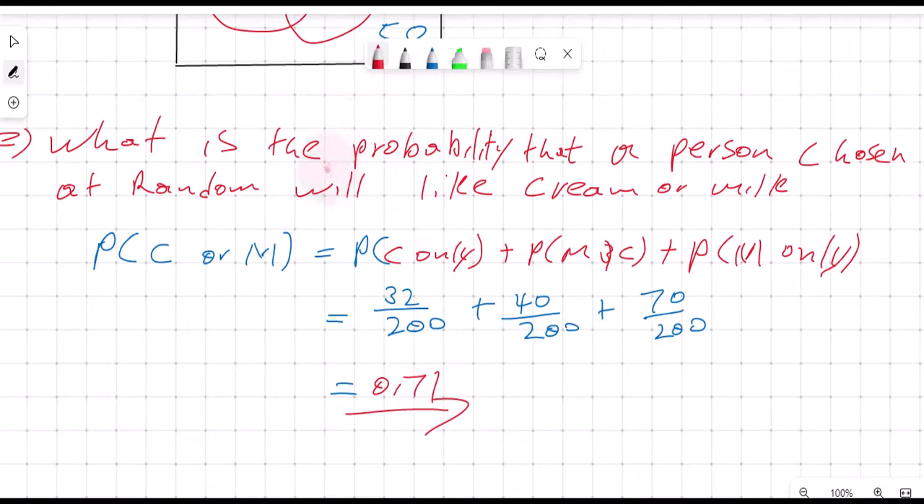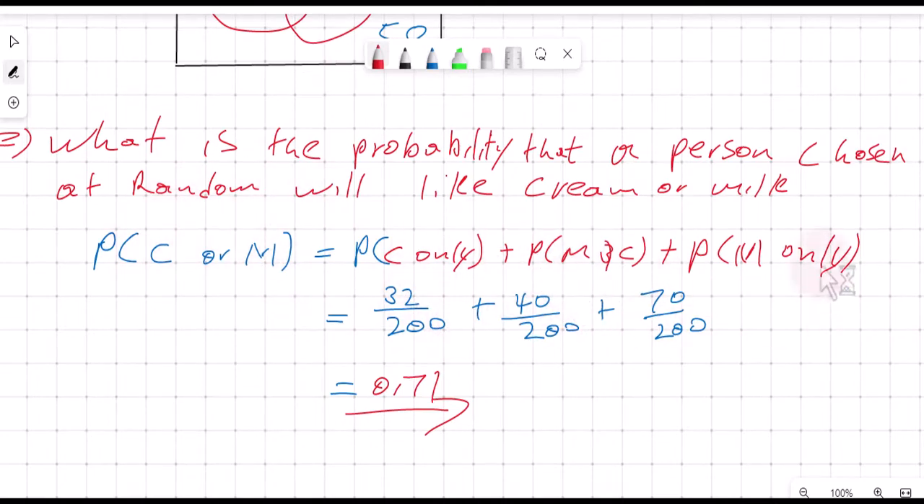So if you get this statement, they are asking what is the probability of getting someone who likes cream or milk? So it's a union. You can like cream, you can like milk, or you can like both. That's why we're adding all the numbers: for cream only, for milk and cream, for milk only. It's a union of cream and milk, so we add all the probabilities. Is that okay?